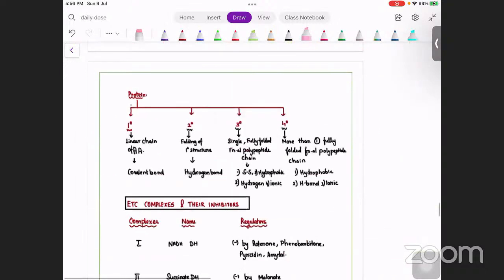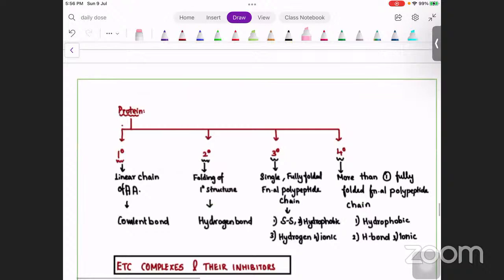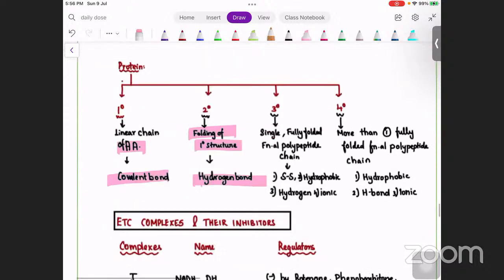Then apart from that, protein structure. Primary structure is a linear chain of amino acids bound by covalent bonds. Secondary structure is the folding of the primary structure, containing hydrogen bonds. Remember two important facts: alpha helix and beta pleated sheet belong to secondary structure. Very, very important MCQ.